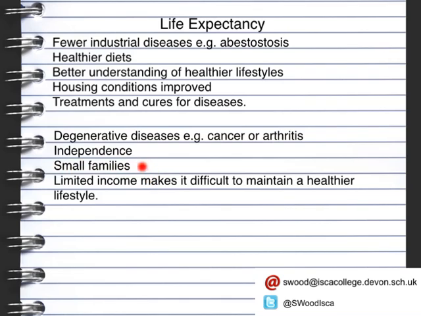And of course, smaller families. In the past people have tended to have big families, so they've got lots of people to support them. And also there's a limited income for elderly people that perhaps just live off a pension, and it's a lot more difficult to sustain that healthier lifestyle.